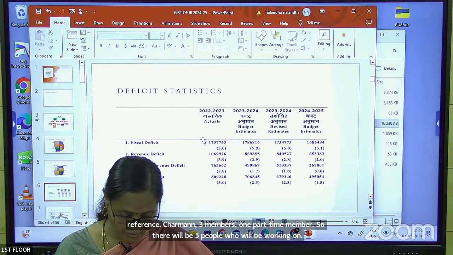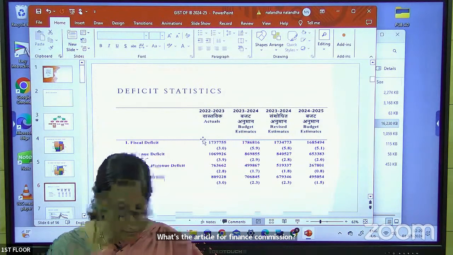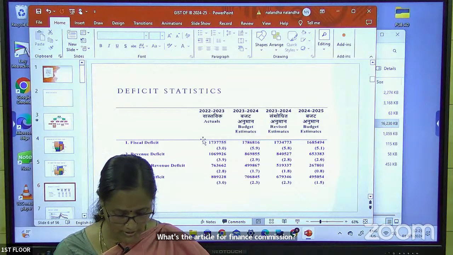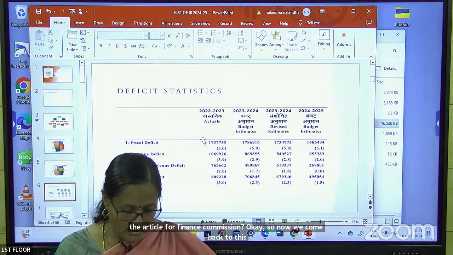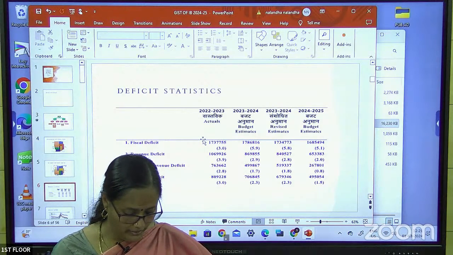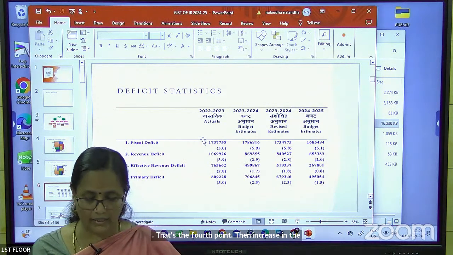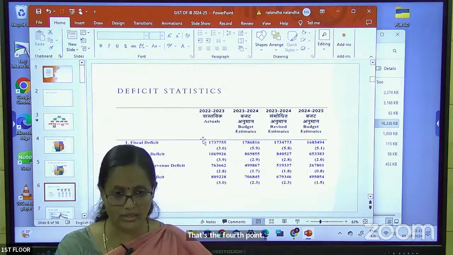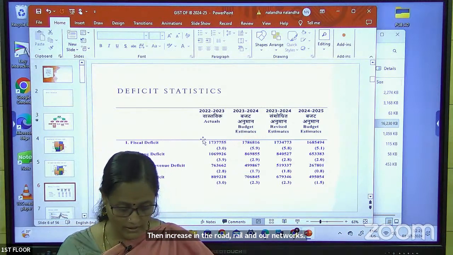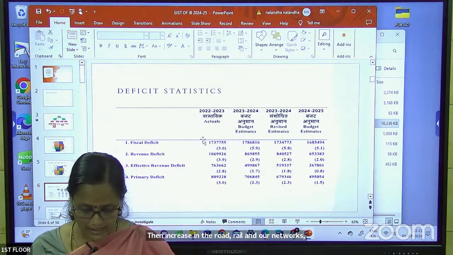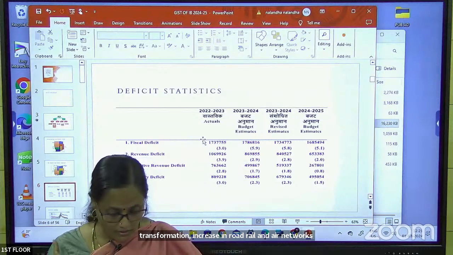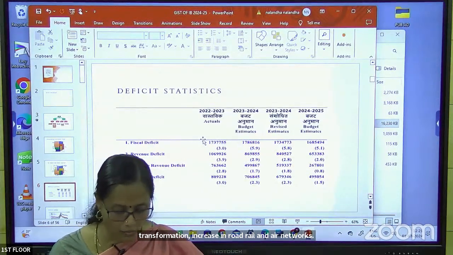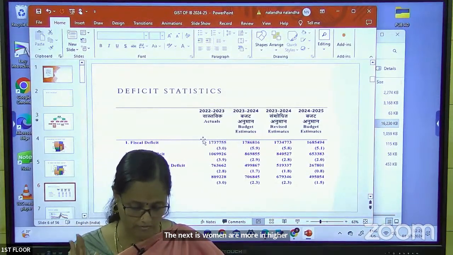Okay. So now we come back to this. Pradhan Mantri Garib Kalyan Yojana for 80 crore citizens till December 2028 to ensure food security. That's the 4th point. Then increase in the road, rail and air networks. They're working on it. So that's a decadal transformation. Increase in road, rail and air networks.